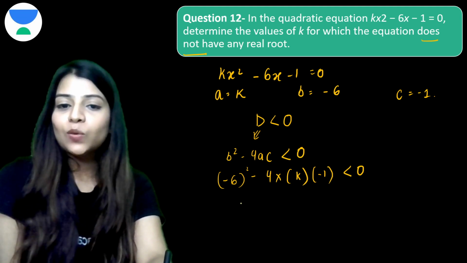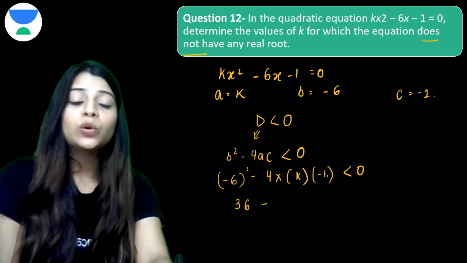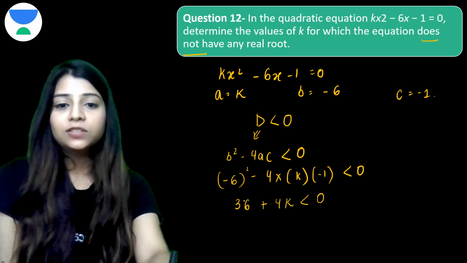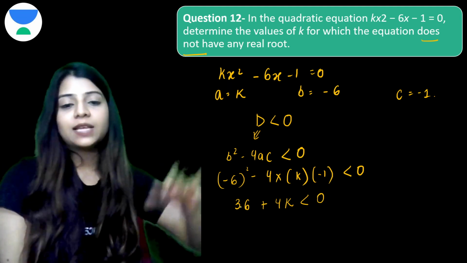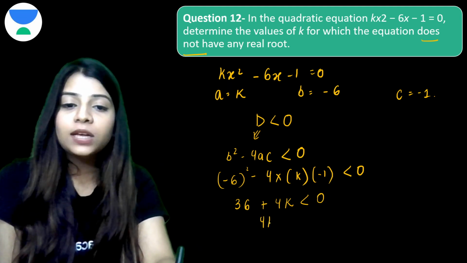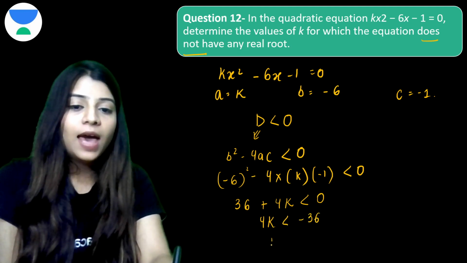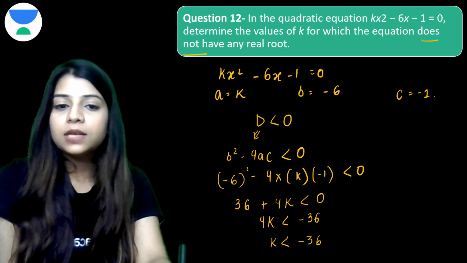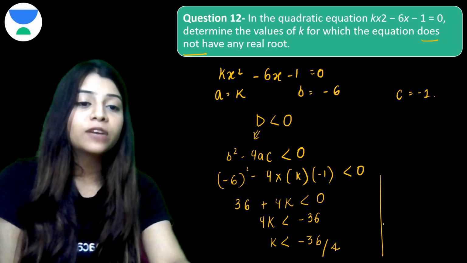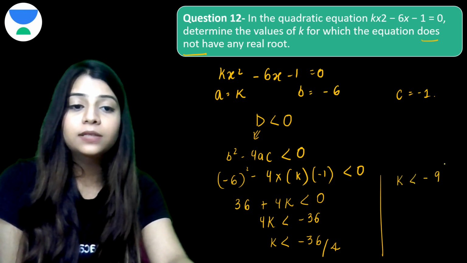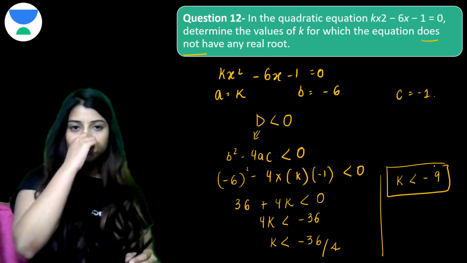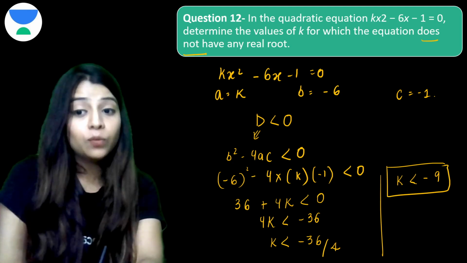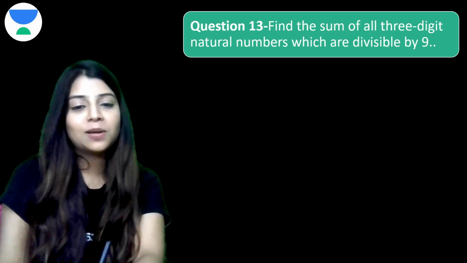So here I can write minus 6 square is plus 36, minus 4 into k into minus 1 gives me plus 4k is less than 0. I'll transpose this 36 to that side and it will become minus 36. So 4k is less than minus 36, and I know that this 4 is getting multiplied here, it will get divided over there, so it will become minus 36 divided by 4. So here the value of k should be less than minus 9, and this is the answer. This sign is equally important, if you will not use it, you will lose some marks for that.